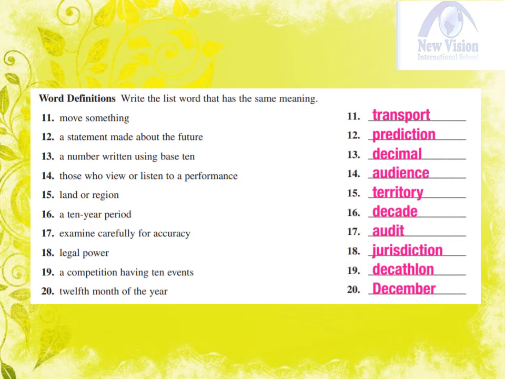17. Examine carefully for accuracy means audit. Legal power is jurisdiction. A competition having 10 events is decathlon. And lastly, 12th month of the year is December.